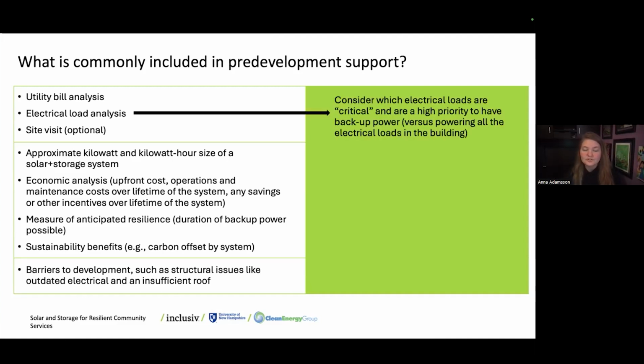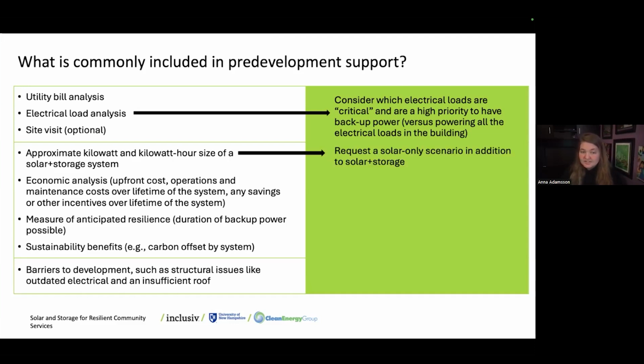So now we're going to be discussing some considerations for a few of these bullet points. So for example, when you're looking at the electrical load and analyzing that, you can either look at what electrical loads you have throughout the building and have the solar and battery storage system back up the entire building, or you can look at what electrical loads you deem critical or are a high priority to have backup power for. So for example, a refrigerator is often a critical load because you want to make sure that your food doesn't spoil or that medications can stay refrigerated. On the other hand, a dishwasher, while definitely ideal to have power for, is not a critical load or a necessity during a power outage.